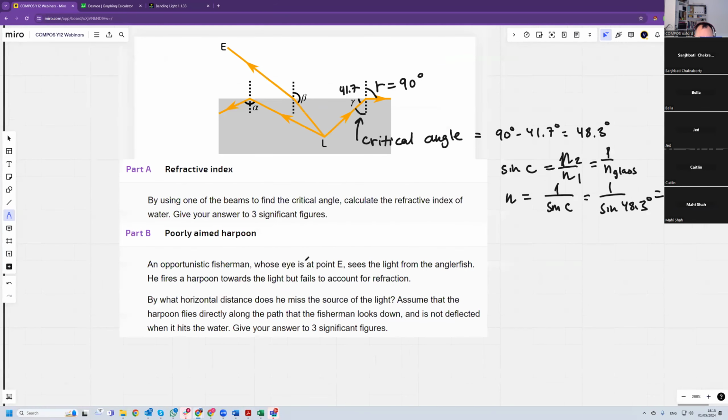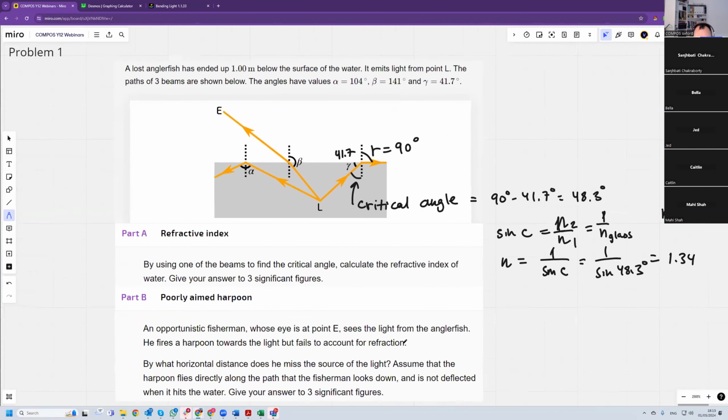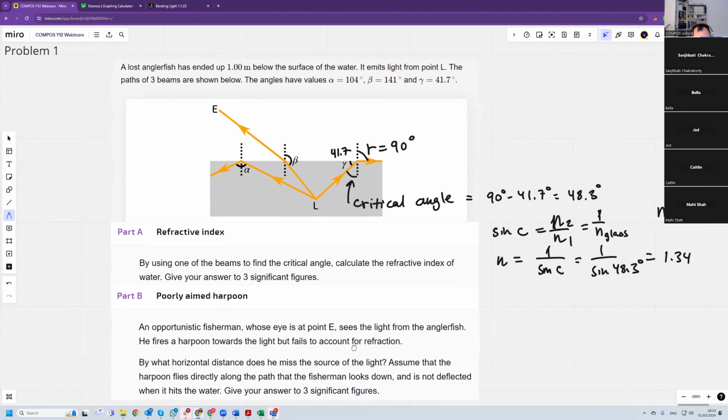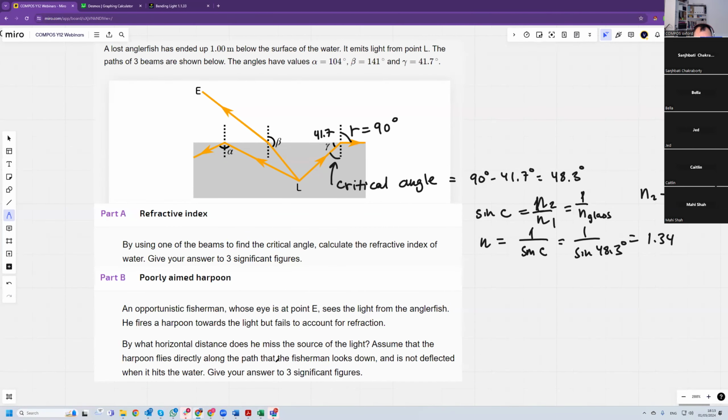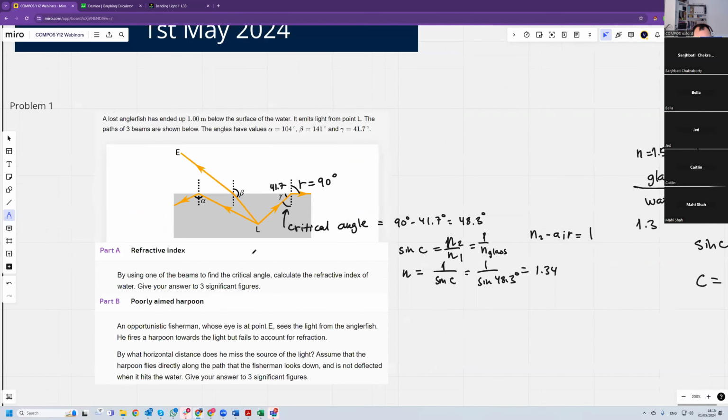An opportunistic fisherman whose eye is at point E sees the light from the anglerfish. He fires a harpoon towards the light but fails to account for refraction. By what horizontal distance does he miss the source of light? Assume that the harpoon flies directly along the path that the fisherman looked down and is not deflected when it hits the water. Give your answer to three significant figures. Okay, interesting.